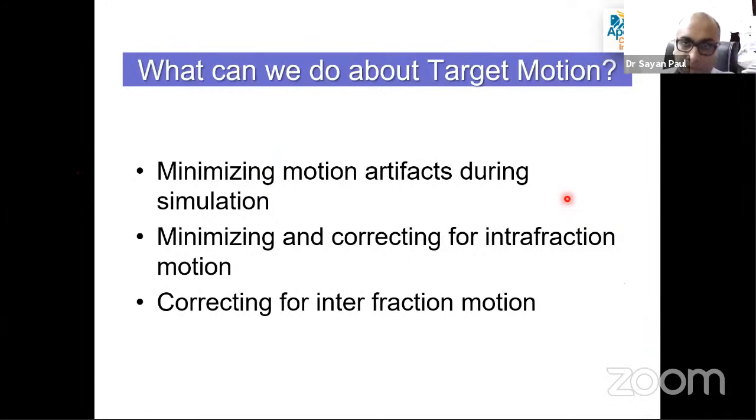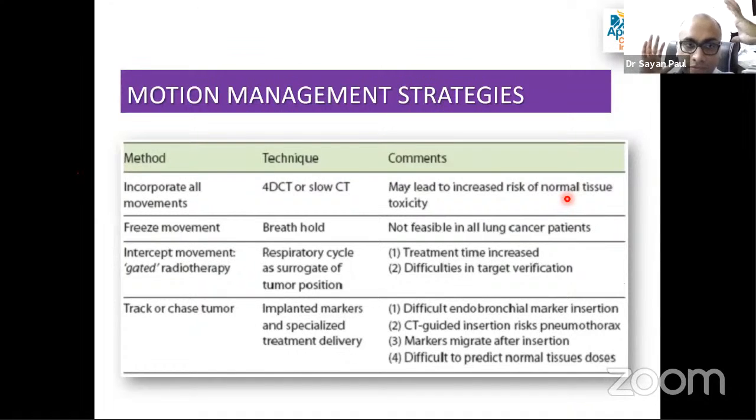So what can we do about the target motion? We can minimize motion artifact during simulation, and we can minimize and correct the interfraction motion. So these are the management strategies. We can incorporate all movement, like we can take a 4D CT. I'll explain what 4D CT is. We can take a slow CT. We can freeze the movement, so we can do a breath hold, in a particular phase. The patient holds the breath, we freeze the respiratory movement, and we can treat at that time.